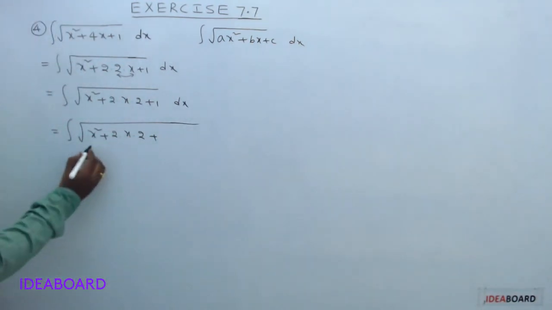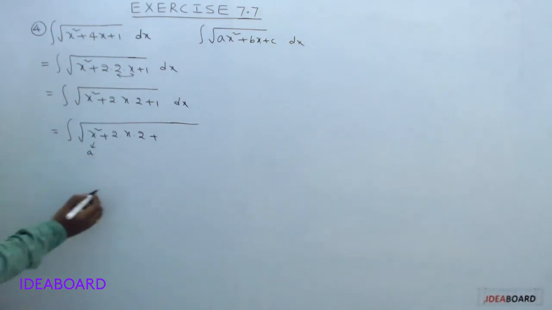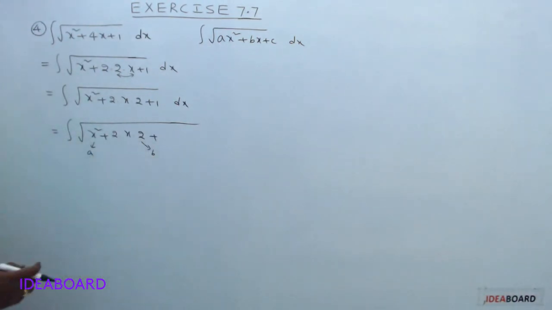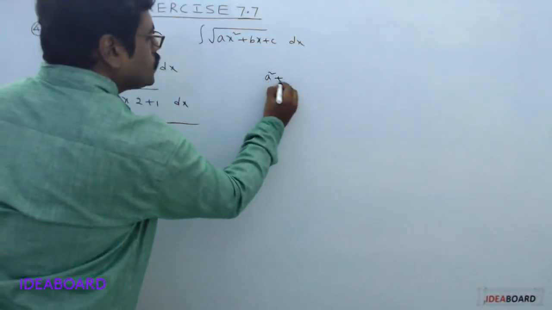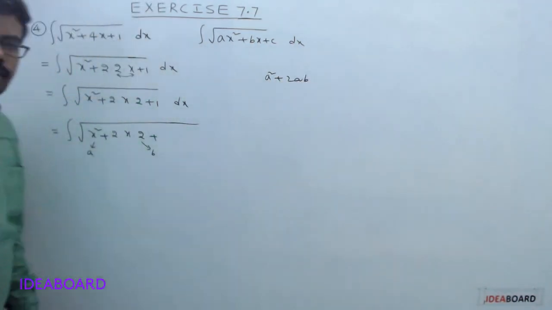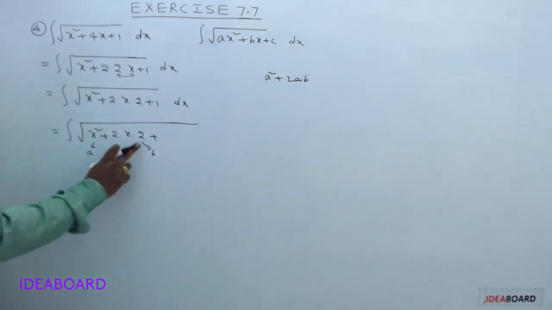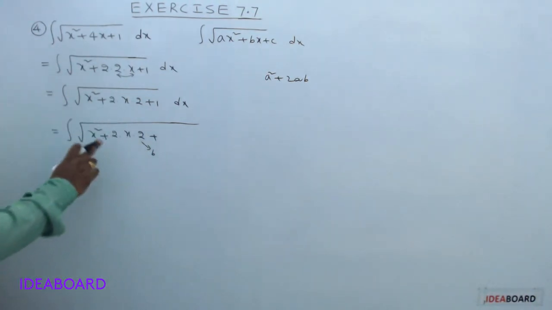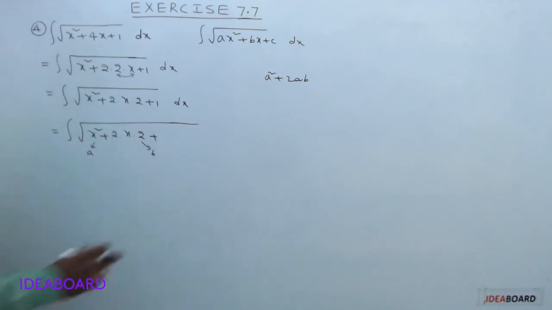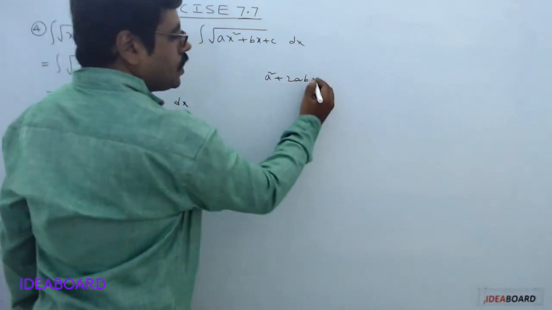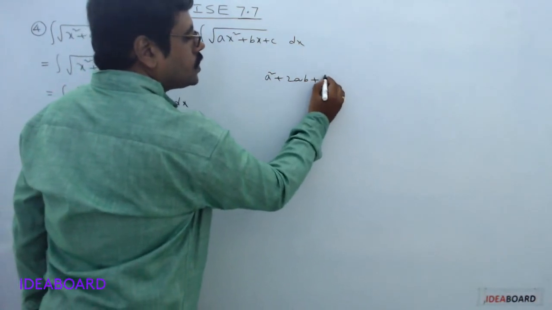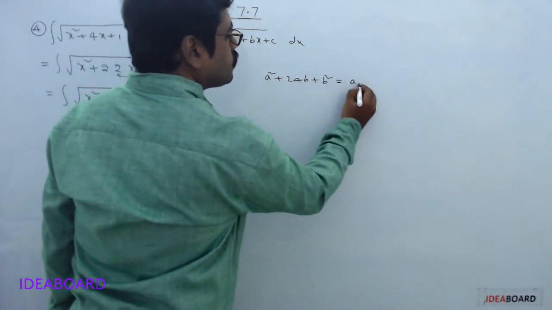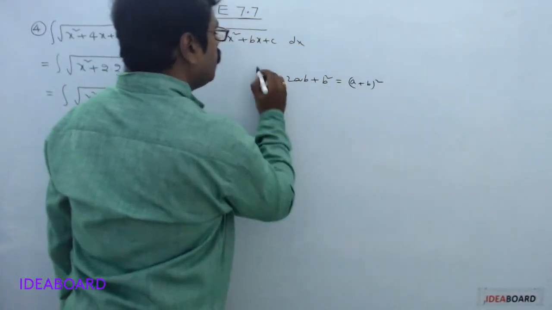see here if you consider this x as a and this constant 2 as b, this expression is of the form a square plus 2ab. To make this expression as a perfect square, we need one more term. What is the term? b square. So a square plus 2ab plus b square is a plus b whole square.